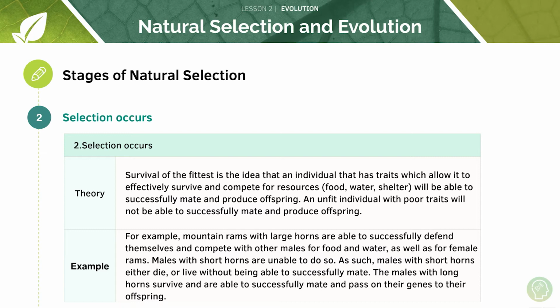So for example, mountain rams with large horns are able to successfully defend themselves and compete with other males for food and water, as well as for female rams, whereas males with shorter horns are unable to do so. So as such, males with short horns are less likely to survive and reproduce, whereas the males with the longer horns are more likely to survive and are able to successfully mate and pass on their genes to their offspring. So here we have survival of the fittest, in which the fitter ones in this scenario are mountain rams with large horns.